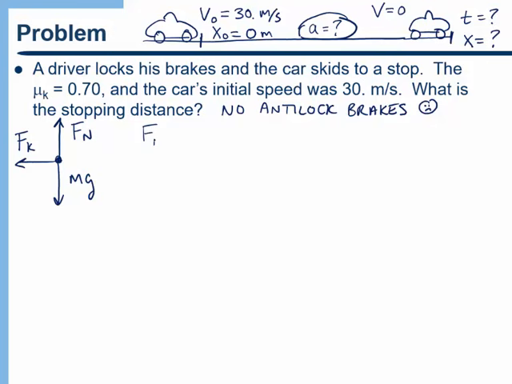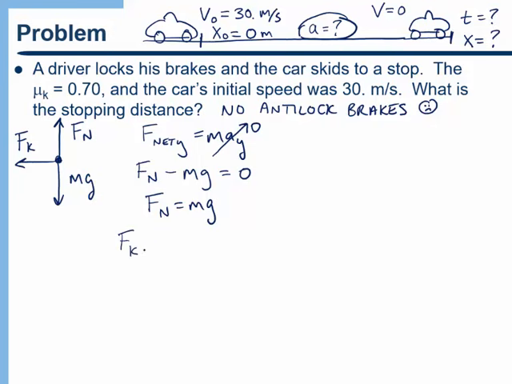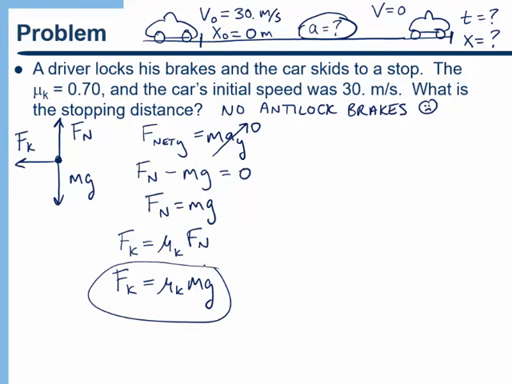If we look at the y direction, we can figure out what the normal force is. Notice this is that very simple situation. We have no acceleration in the y direction. We only have two forces, Fn and mg, and therefore the normal force is just mg. Once we know that, since the force of kinetic friction is mu k times the normal force, we can write that the force of kinetic friction is mu k times mg. You'll notice that I didn't give you the mass of the car, so we've got to hope that the mass is going to cancel out.